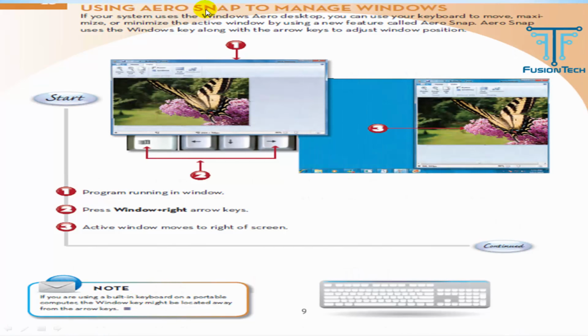Using Aero Snap to manage windows. What is this? If your system uses the Windows Aero desktop, you can use your keyboard to move, maximize, or minimize the active window by using a new feature called Aero Snap. Aero Snap uses the Windows key along with the arrow keys to adjust position.